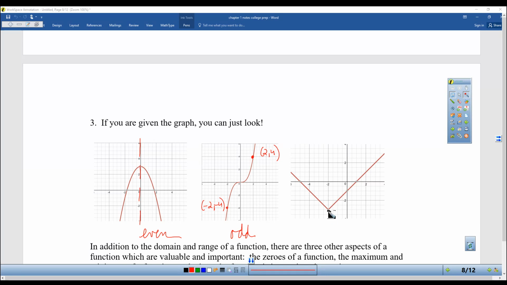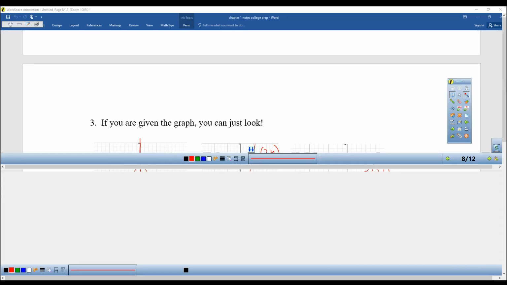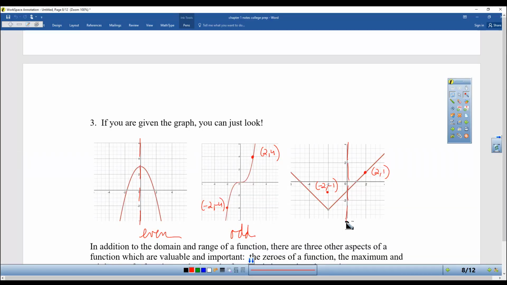This one has the point 2, 1, but it doesn't have the point negative 2, negative 1. So it's definitely not odd. And of course, you can tell right away that it is not symmetric around the y-axis. So this one would be neither.